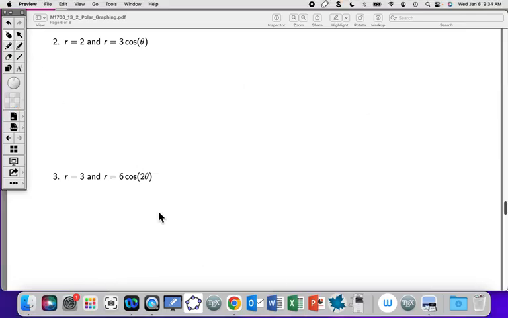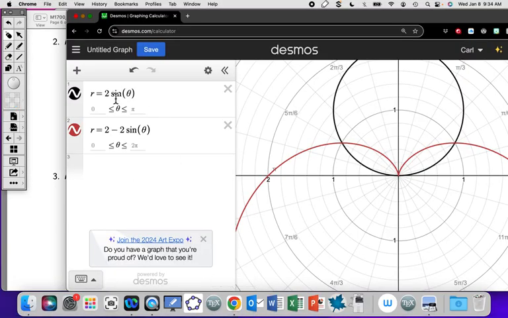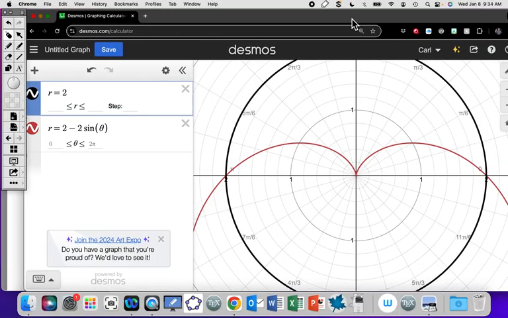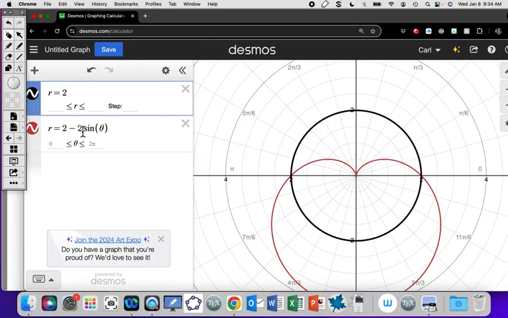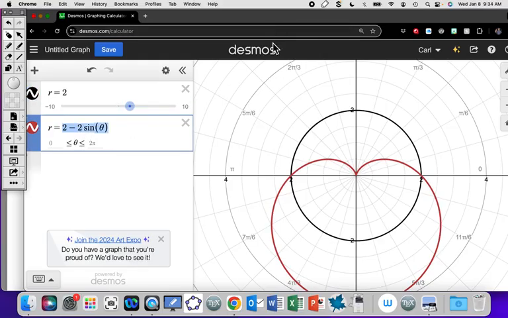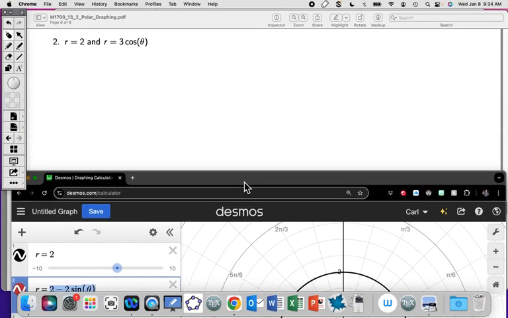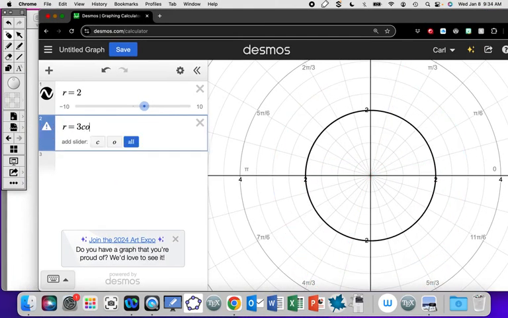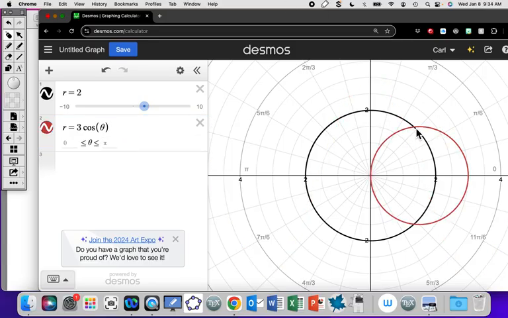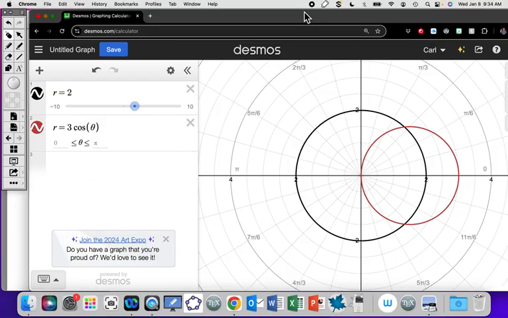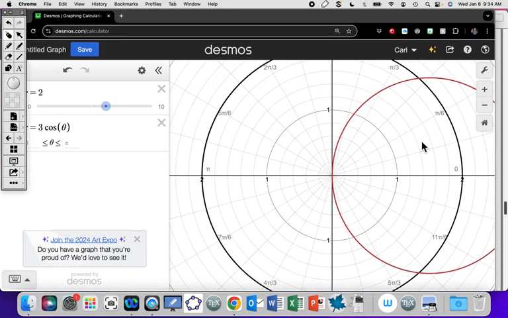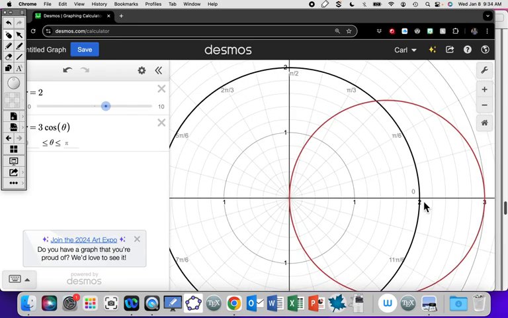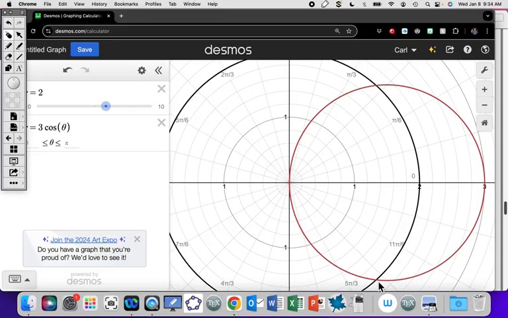But let's go ahead and graph that. So r equals 2. Nice little circle there. Center at the origin, radius 2. And then we have 3 cosine theta. A little circle there. We see we have two intersection points. So notice both intersection points here are at 2.